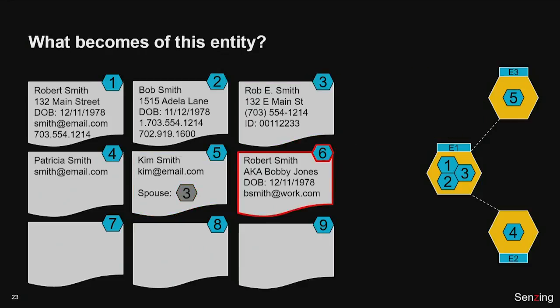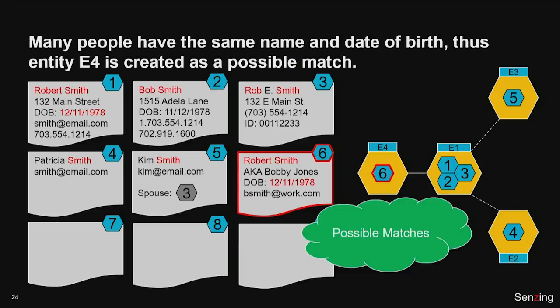What about that record? What do you think about that? Could you be confident that it's entity E1 just on a name and a date of birth? And we would say that's not good enough evidence, and therefore you would call that a possible match.